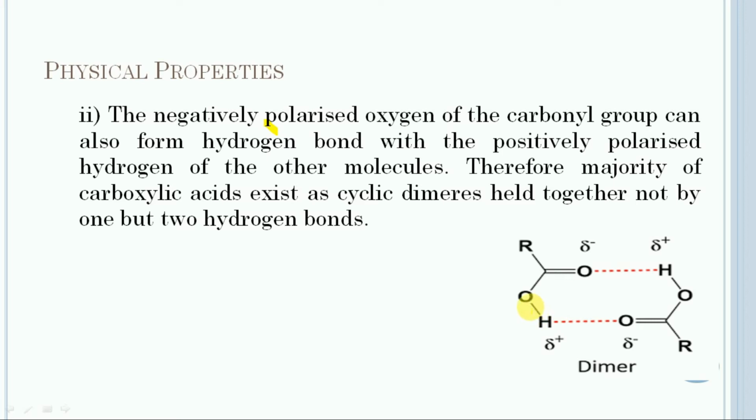So it is shown in the picture. In this case, one molecule is bonded to a second molecule and there are 2 hydrogen bonds, so it will form the dimers. So these are the factors behind the high boiling point of the carboxylic acids.